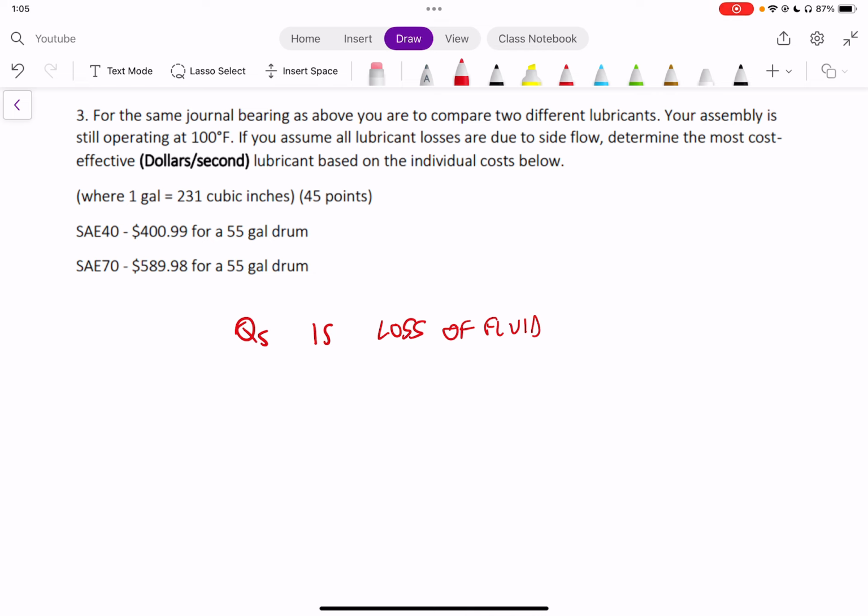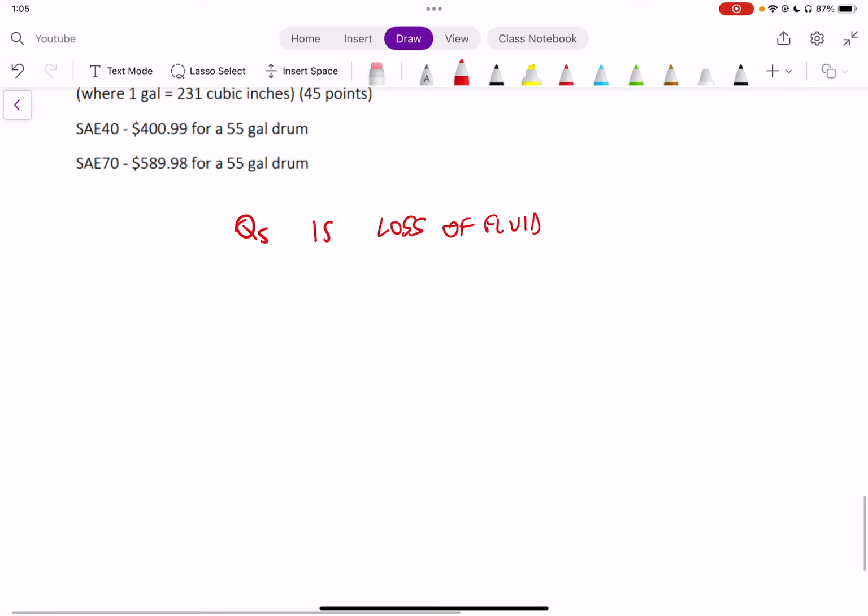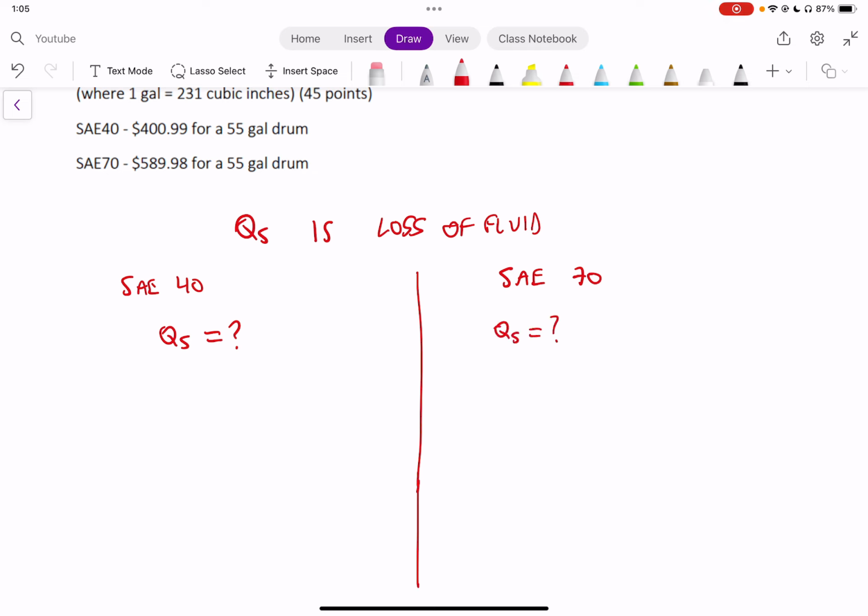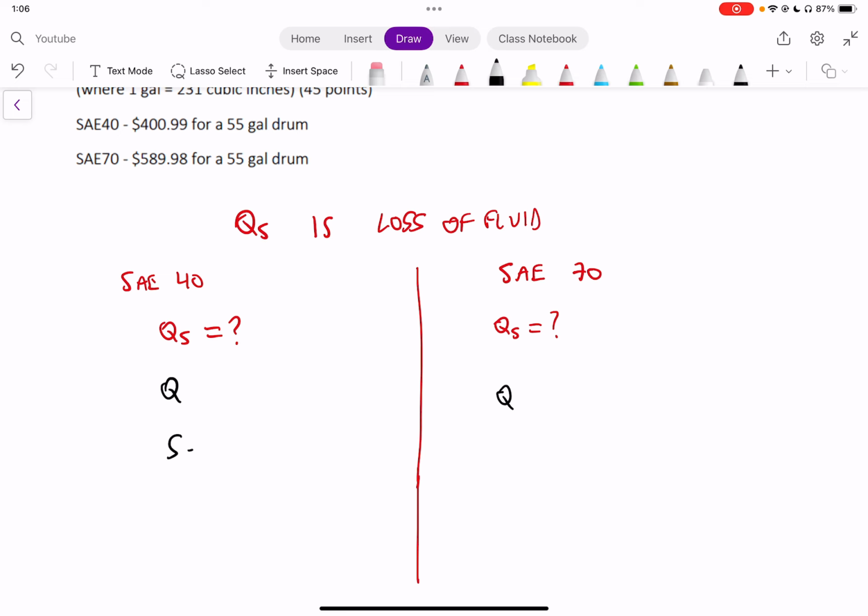So what we're going to do here is compare two different designs. I usually like to split this into two parts, because it's going to be a problem where we have to calculate stuff for SAE 40 and calculate stuff for SAE 70. What we need to figure out is what our QS would be for SAE 40 and what our QS would be for SAE 70. Which means that if we're looking for QS, we're also looking for Q first, because to find QS, we need to find Q, and that means we need to find the Sommerfeld number for each one, because they're going to be different.